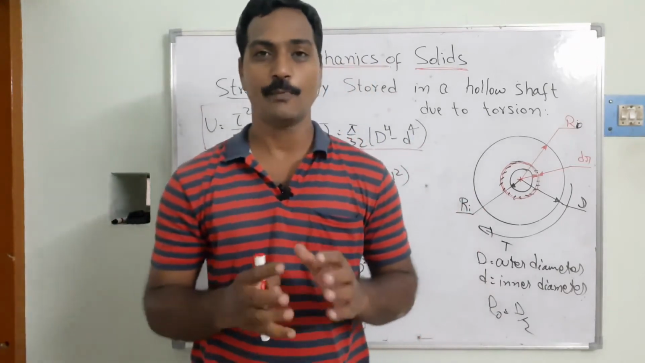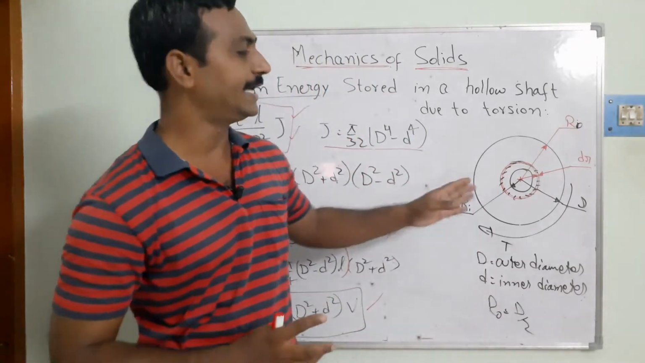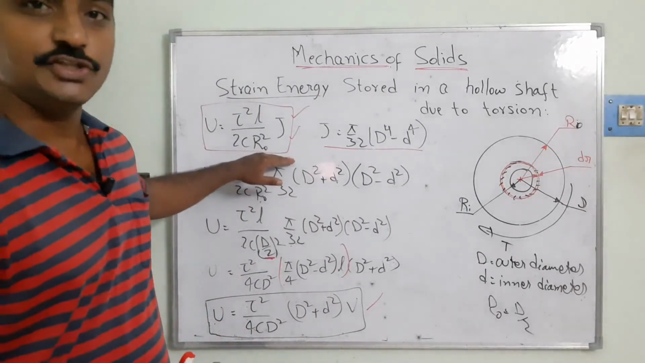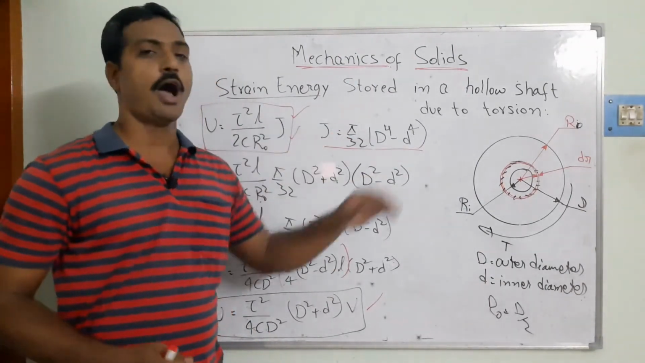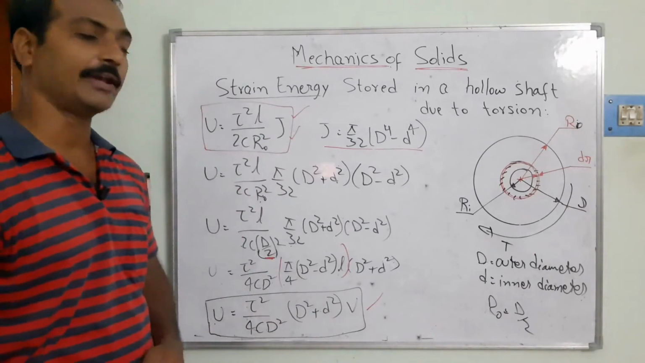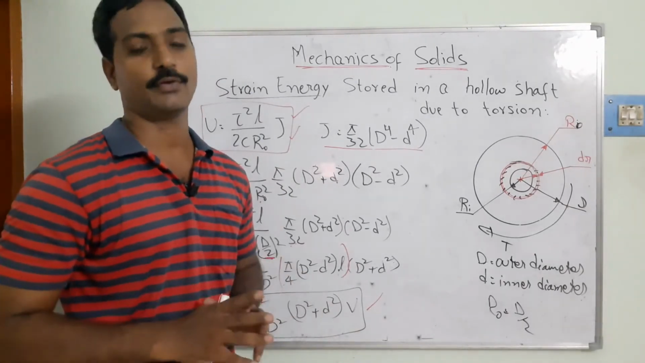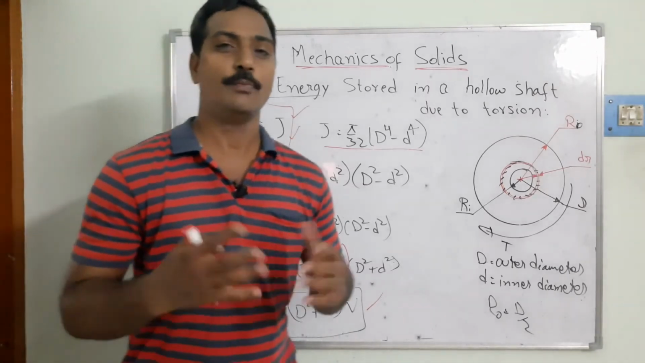I hope you are able to understand how to take the elemental strip and how to convert the strain energy in the solid shaft into that of the hollow shaft. This is the final magnitude, the way we calculate it. This mathematical model is helpful to find the magnitude. I hope you are able to understand.